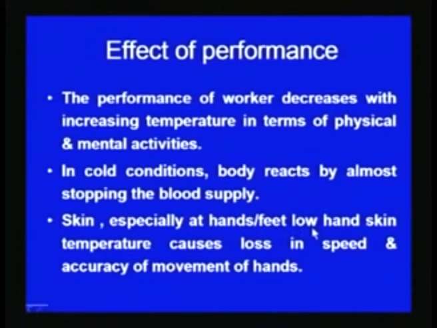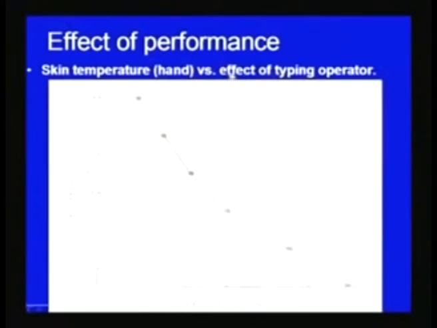When the blood supply to the skin is reduced, especially at the hands and the feet, a significant decrease in the skin temperature leads to a loss in speed and accuracy of the movement of the hands. So, those activities which require close control over the speed and movement of hands are adversely affected, especially under low temperature conditions. For example, a typist's typing efficiency is very adversely affected under low temperature conditions.